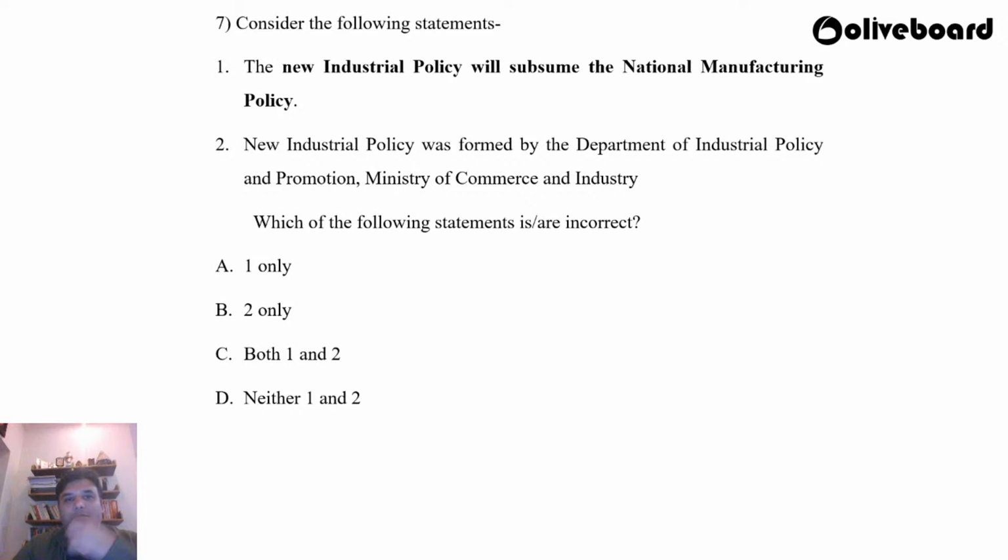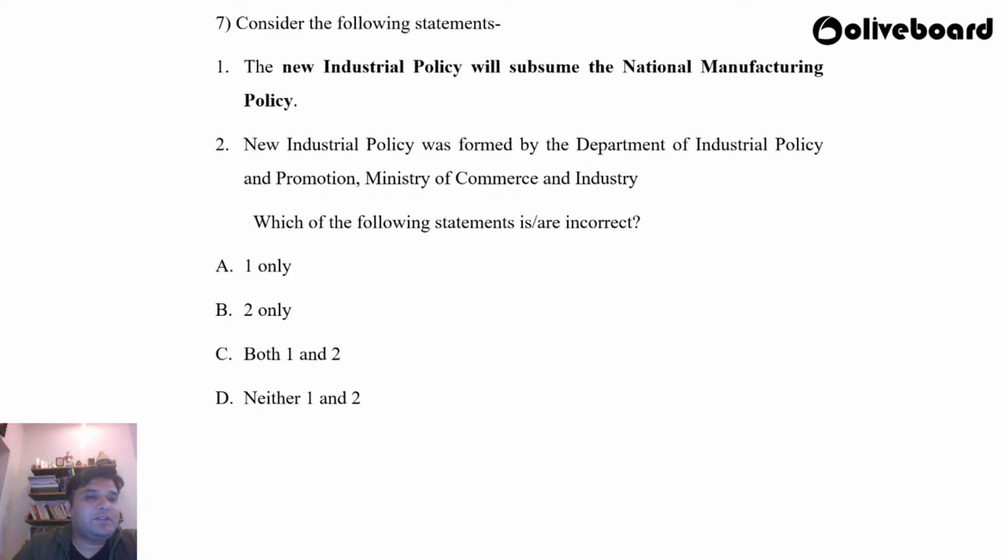Question number 7. The new industrial policy will subsume the National Manufacturing Policy, that is NMP. Statement number 2. The new industrial policy was formed by the Department of Industrial Policy and Promotion, Ministry of Commerce and Industry. Which of the following statements is or are incorrect? Option A, 1 only. Option B, 2 only. Option C, 1 and 2. Option D, neither 1 nor 2.